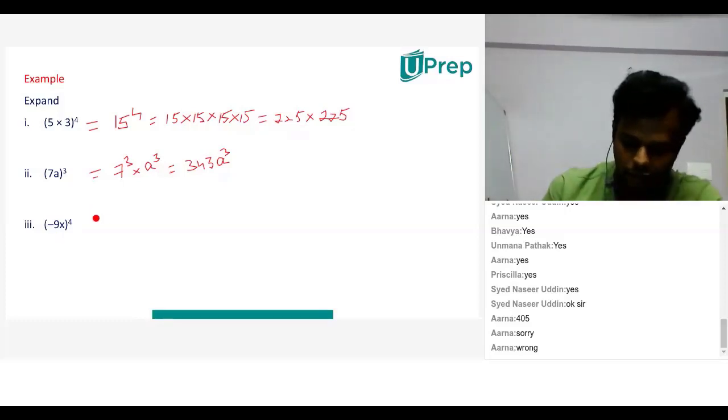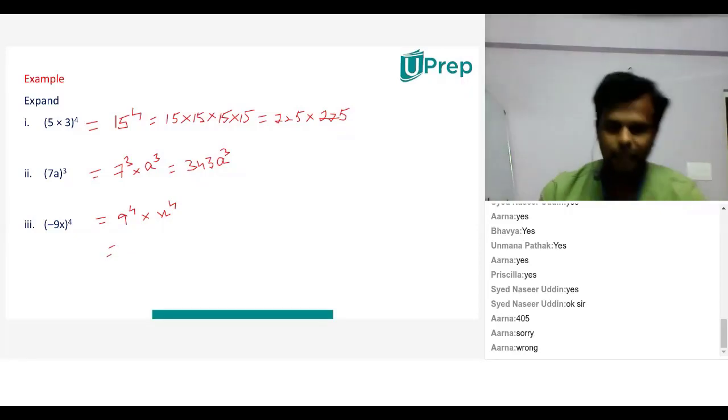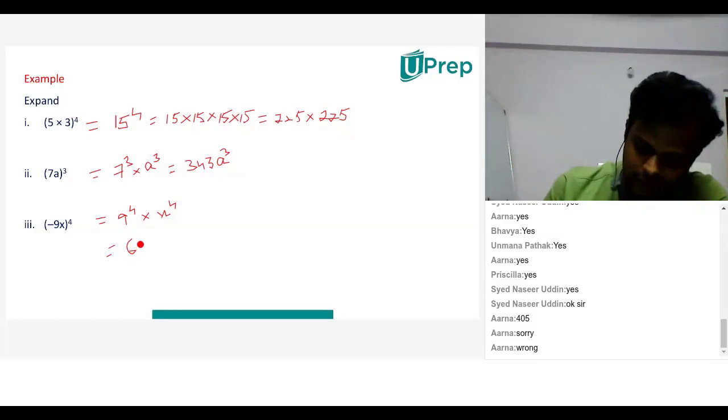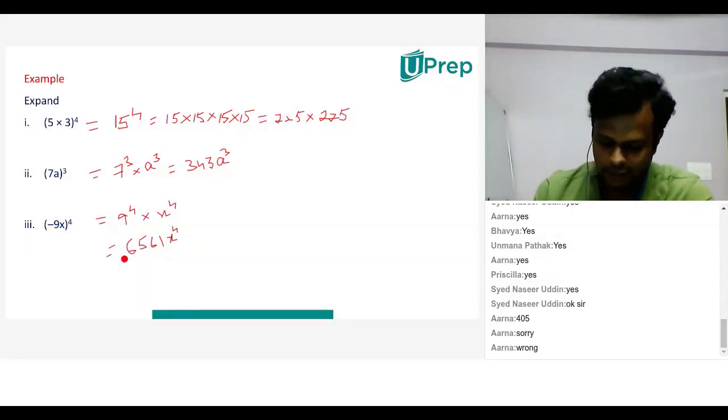And how about minus 9 whole power 4? Children, here the power is even. That means this becomes positive. This becomes 9 power 4 into x power 4. Can anybody tell me what is 81 into 81? I think it is 6561. So this is 6561 x power 4. Children, minus has become positive because the power is even. I'm not writing a negative sign here. Please remember this.